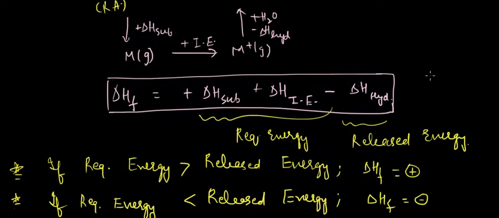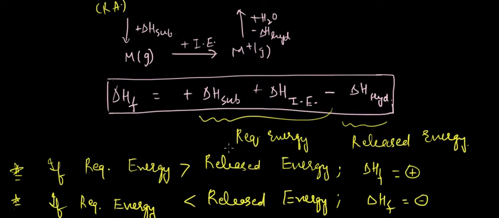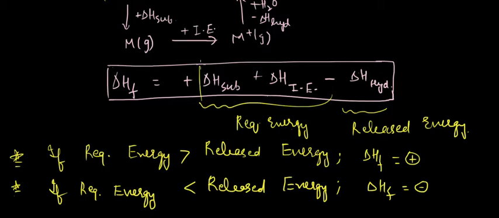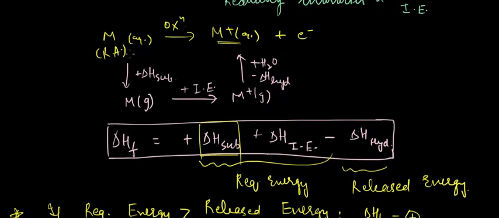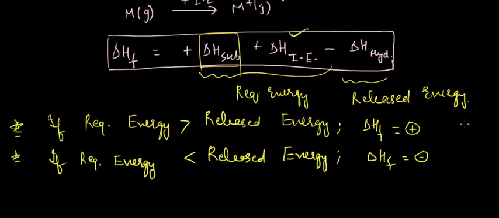So this implies that the required energy should be lesser than the released energy. So let's suppose the required energy is a constant value, because anyways we have to convert this M aqueous into M plus. The only difference which can make a big difference in making delta HF negative is a smaller value of delta H IE. So this means a smaller value of ionization energy. Okay, so the lesser the value of ionization energy, the more would be the reducing character.